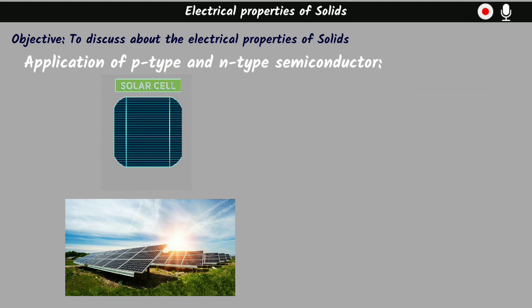The solar cells are like diodes, and they are known as photodiodes, which are actually used to convert the light energy coming from the sun into electrical energy.